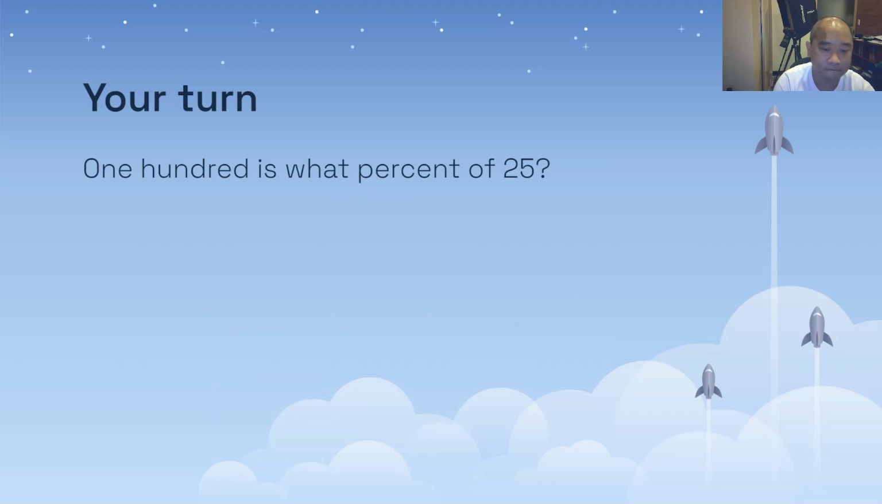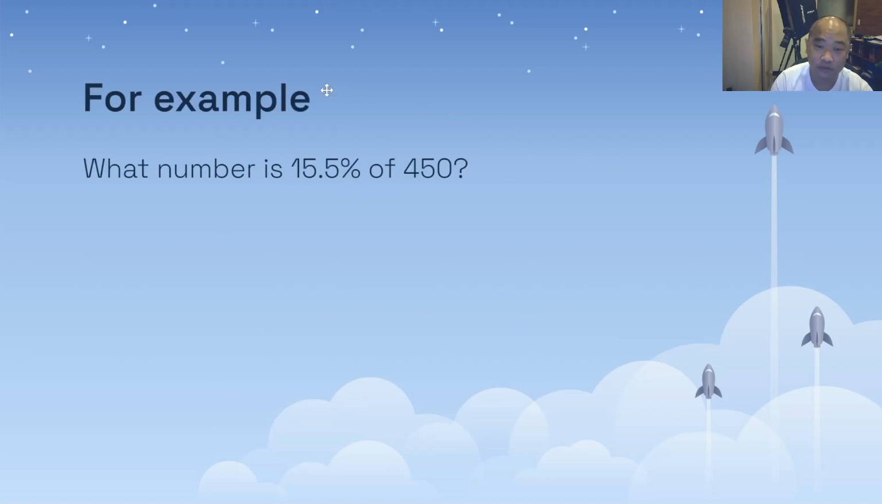Okay. Let's look at another example. So what if we want to know what number is 15.5% of 450? Well, now we're trying to find the part, right? Before we were trying to find the percent, but we know the percent in this one. So now we're just looking for the part.